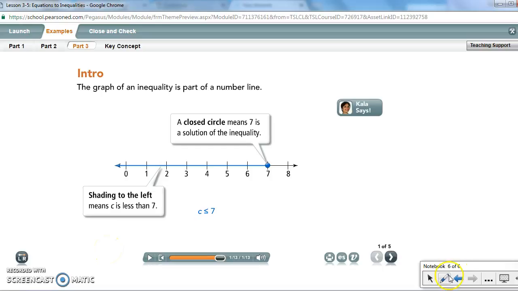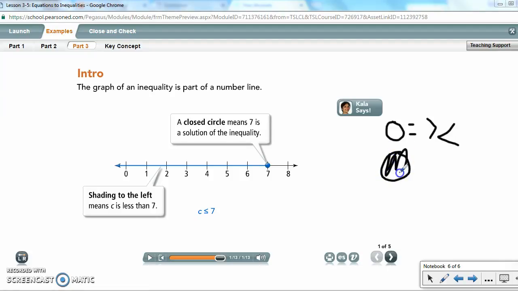So the main thing I want you guys to know about this is, if you have an open circle, go ahead and put this in your notes. An open circle will mean greater than or less than, okay? And if your circle is closed, go ahead and shade your circle in. It's hard to draw with my mouse pad. That means it's going to be greater than or equal to or less than or equal to. So open has no line underneath, closed has the line underneath.